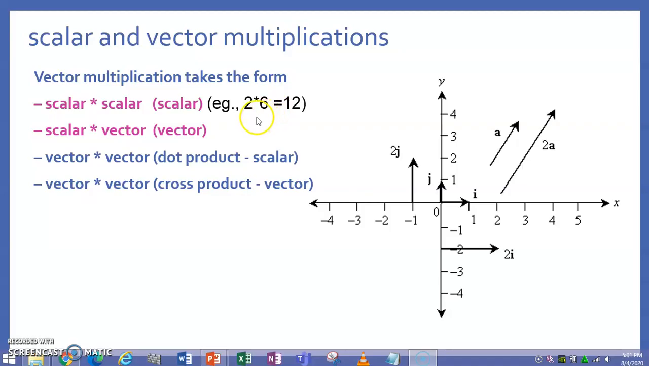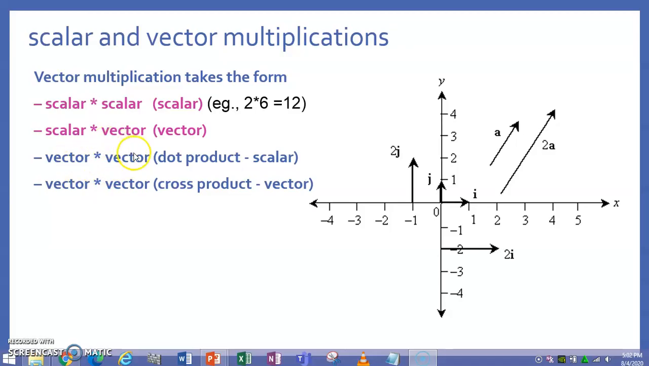2 into 3 is 6, 2 into 6 is 12. Both are scalars, only the magnitude is there. If you multiply these two scalar quantities, we get an answer which is also a scalar quantity. So a scalar multiplied by a scalar will give you a scalar quantity. If you multiply a scalar with a vector, we get a vector quantity. And if you multiply a vector and a vector, there is also a possibility.